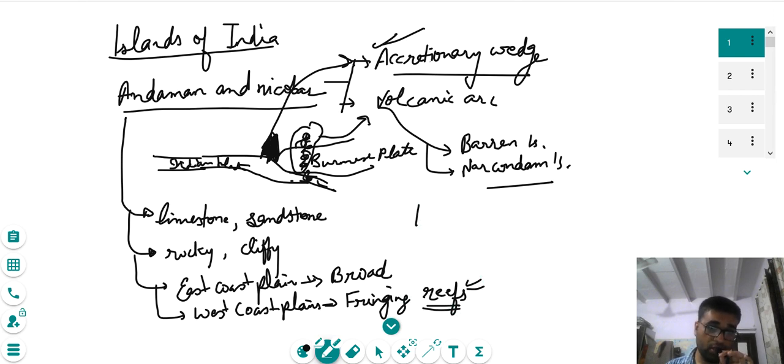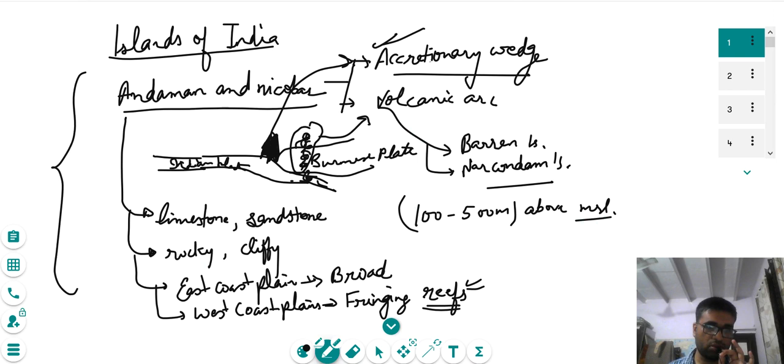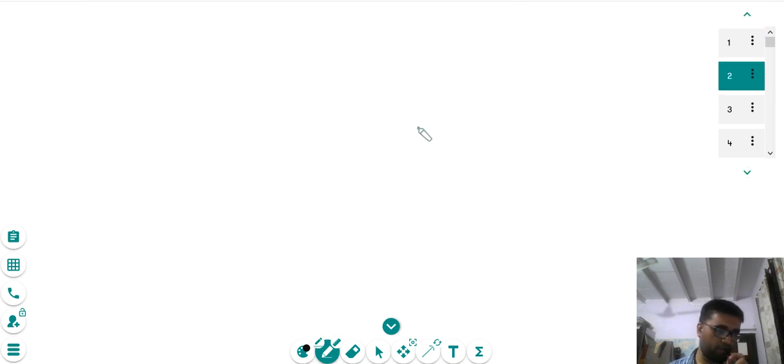As for relief features, if we ask, they are 100 to 500 meters above mean sea level, right? And some other features, so these are most of the features of Andaman and Nicobar. The limestone and cliffy edges are there as well, and they are mostly rocky. This is the average elevation of the islands. East coast plains are broad, west coast plains have fringing reefs. So this is Andaman and Nicobar geography.